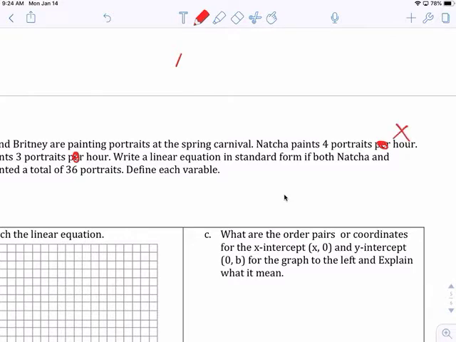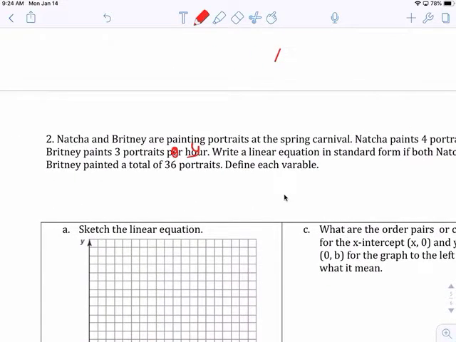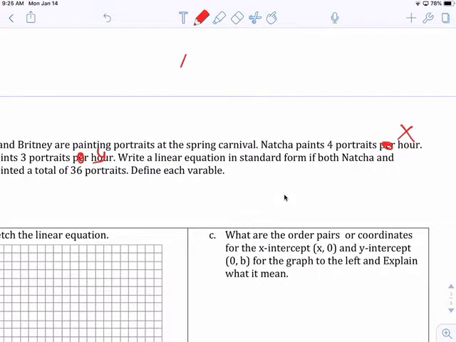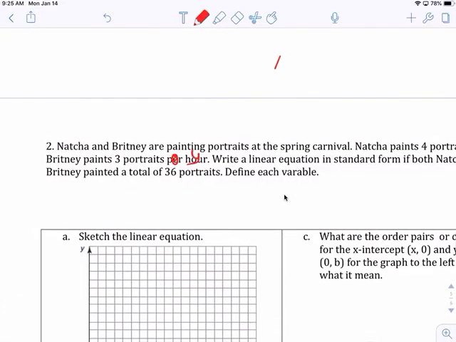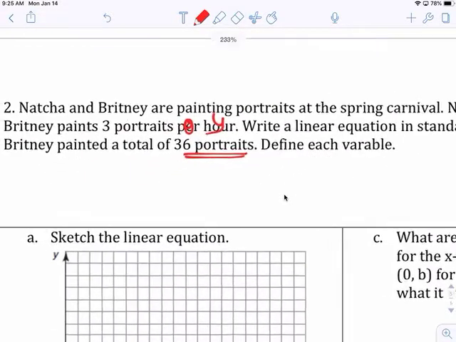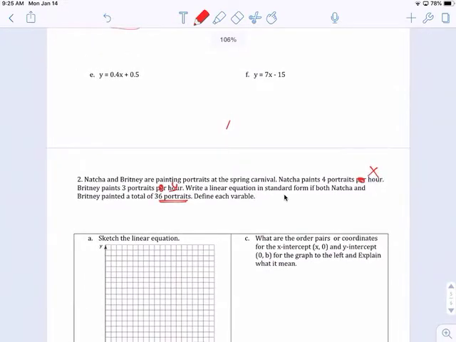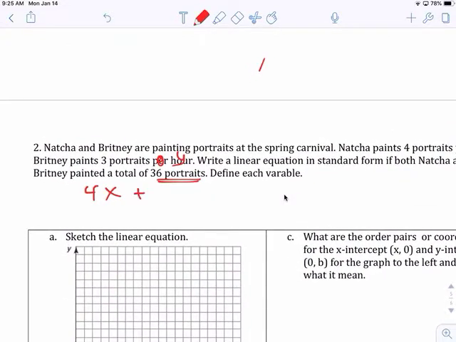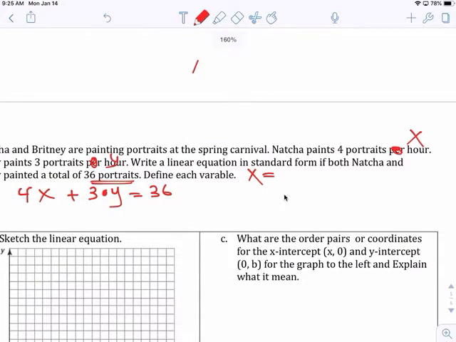So let X be the number of hours for Natcha and Y be the number of hours for Brittany. Write a linear equation in standard form if both Natcha and Brittany paint a total of 36 portraits. Define each variable. So we got, okay, Natcha is 4 times the number of hours she paints, X, plus Brittany, per hour, 3 times the number of Y equals a total of 36. X represents the number of hours for Natcha.